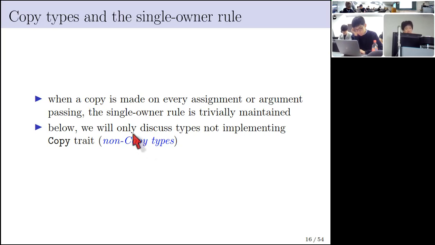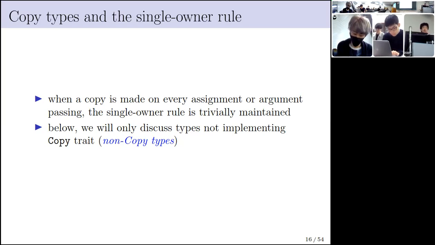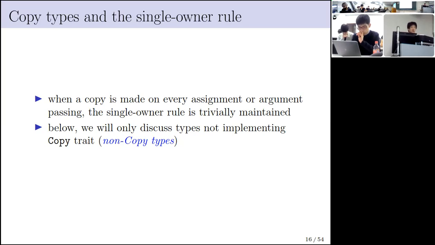So in the following, we will only discuss types not implementing the Copy trait. As a matter of fact, when every assignment makes a copy of the data structure it points to, then memory management is almost trivial, right? When a variable goes away, the associated data structure can be reclaimed safely because there are no pointers pointing to it, right?